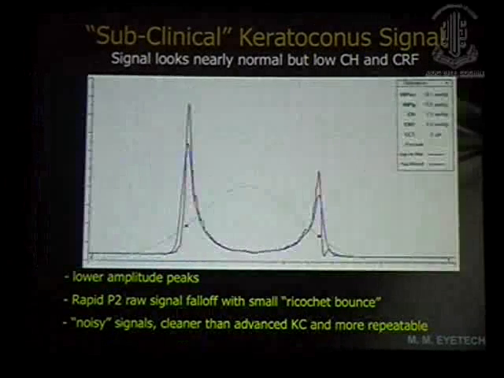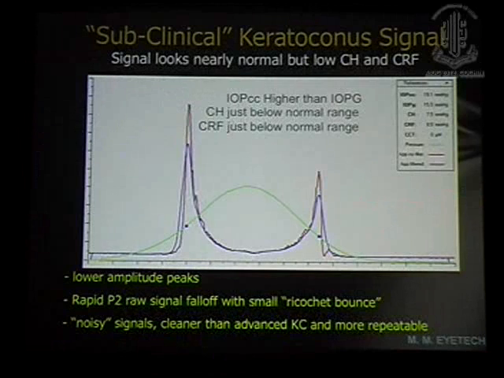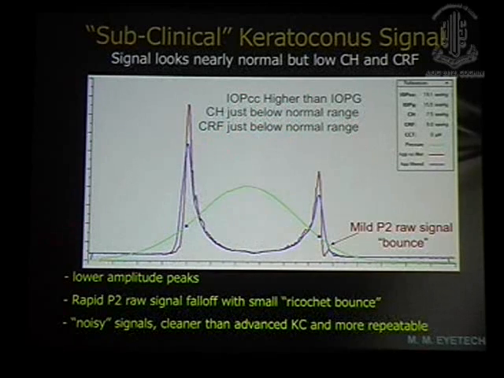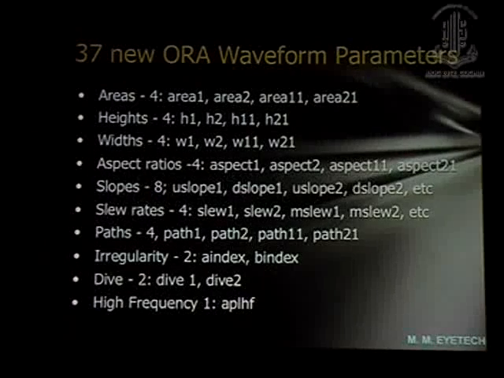In a subclinical keratoconus signal, the signal is somewhere halfway between normal and keratoconus, and here again the IOP-CC is higher than the IOP-G, with the CH just below the normal range, and the CRF also below the normal range, and there is a raw signal bounce as well.